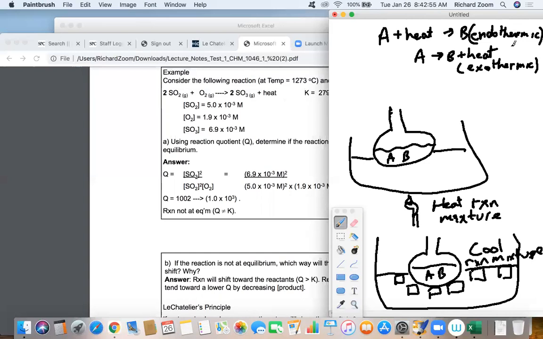So when you're cooling a reaction, what are you doing? You're taking the heat away. So if you were to cool a reaction that was exothermic, then the reaction would move towards the product side. If you were to cool a reaction that was endothermic, then the reaction would move towards the reactant side.